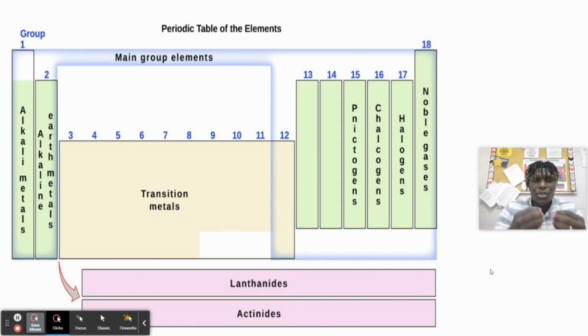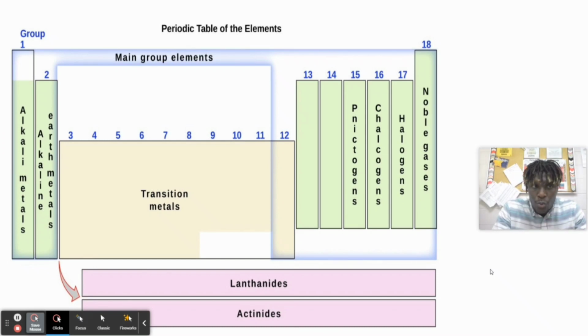Now, let us look at properties of the periodic table as it relates to groups and periods. So let's first begin with groups. Groups are divided into different categories. But the categories that you should know are metals, non-metals, transitional metals, and noble gases. All right. That is on your standard for grade 8.